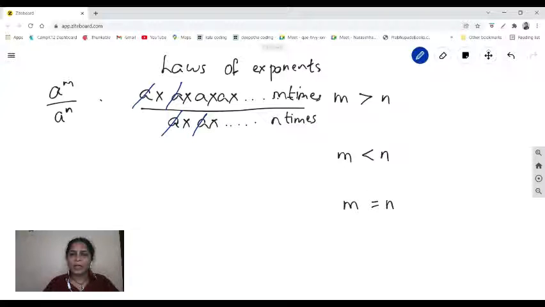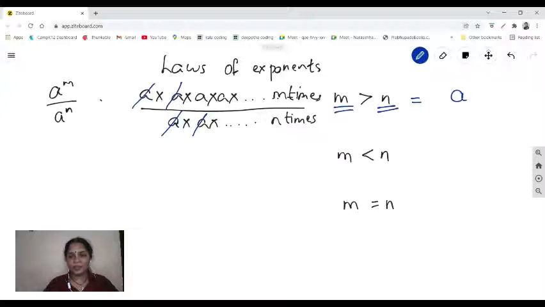Now if m is more, obviously what is happening on the top, we are going to have the a's remaining, right? In the bottom, all of the things would have got cancelled. Now to understand how many a's will remain in the top, what was it? In the beginning, m times a was remaining. Now after the cancellation, how much is remaining? How much have we cancelled?